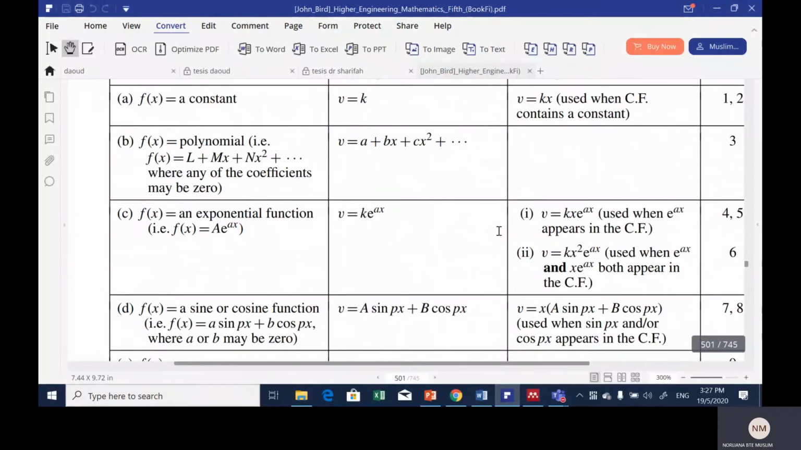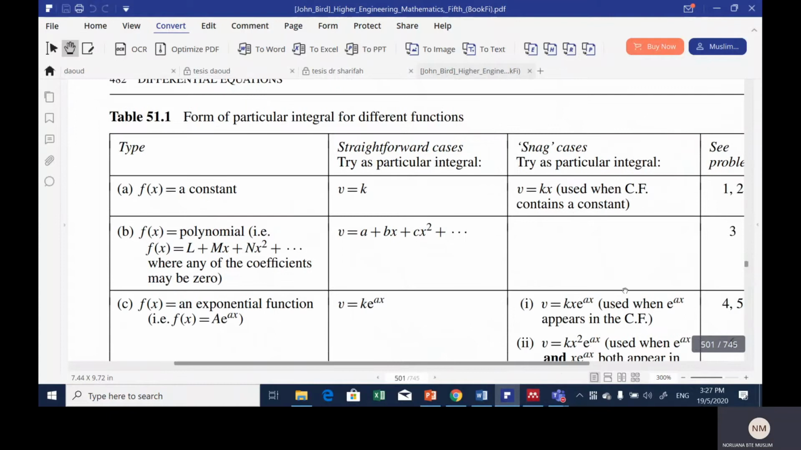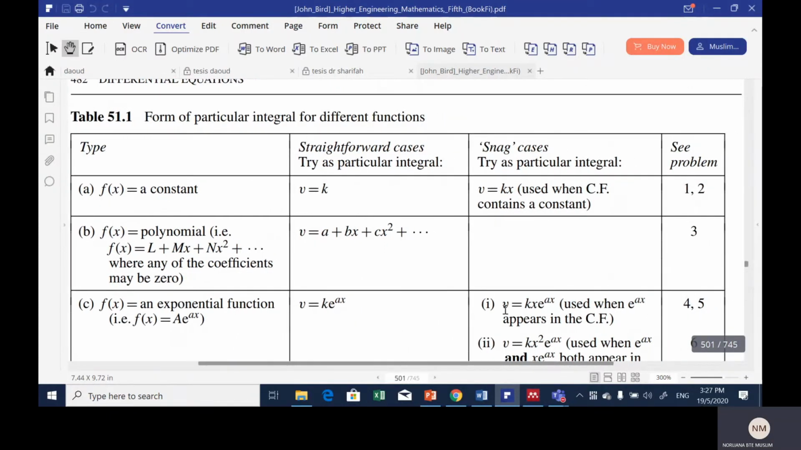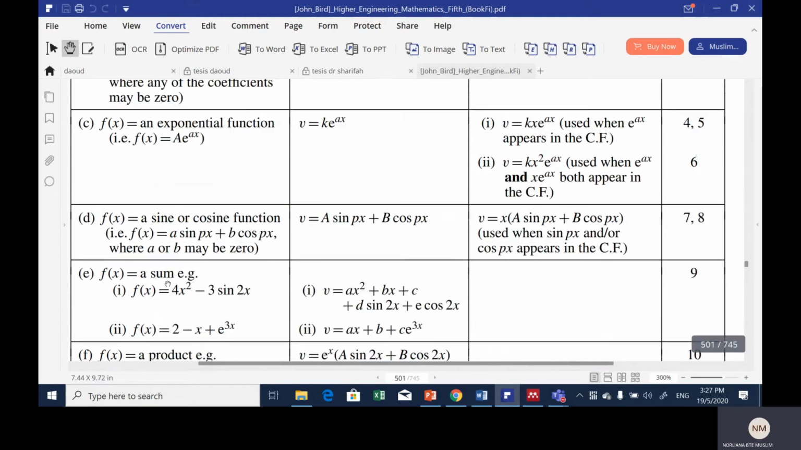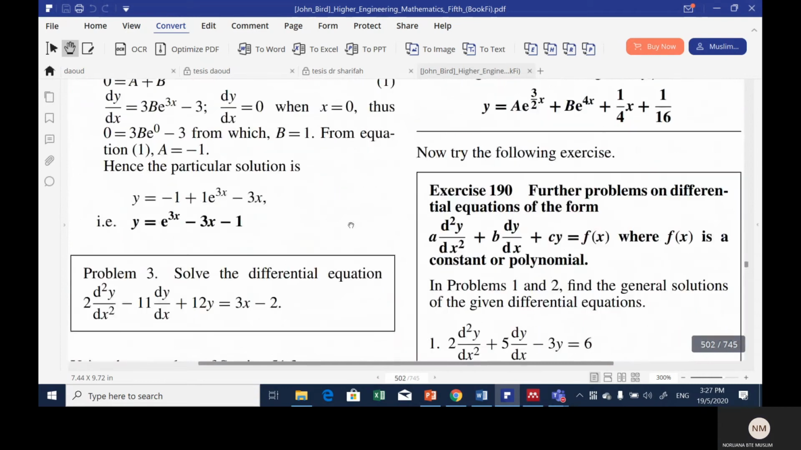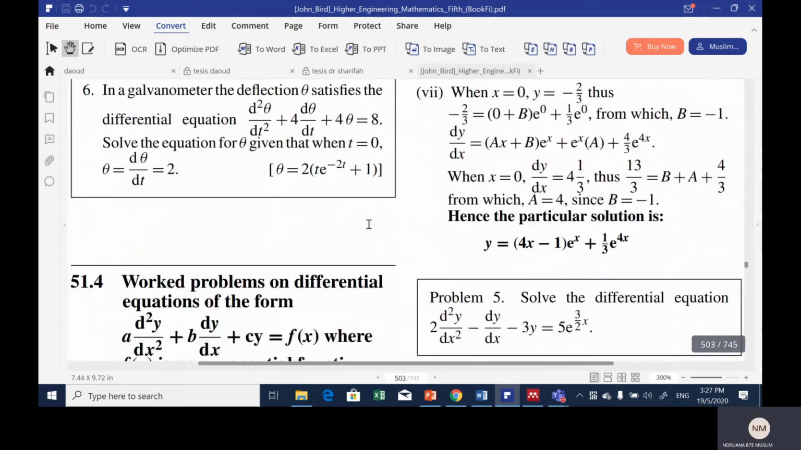After our previous lecture, we have started on solving second ODE using YC plus YP, the complementary function and the particular function. I have discussed examples in the ebook of John Berg for parts A and B, so today I'm going to explain part C. In the ebook, I'm going to explain the example in problems 4, 5, 6. So let's go to problem number 4.